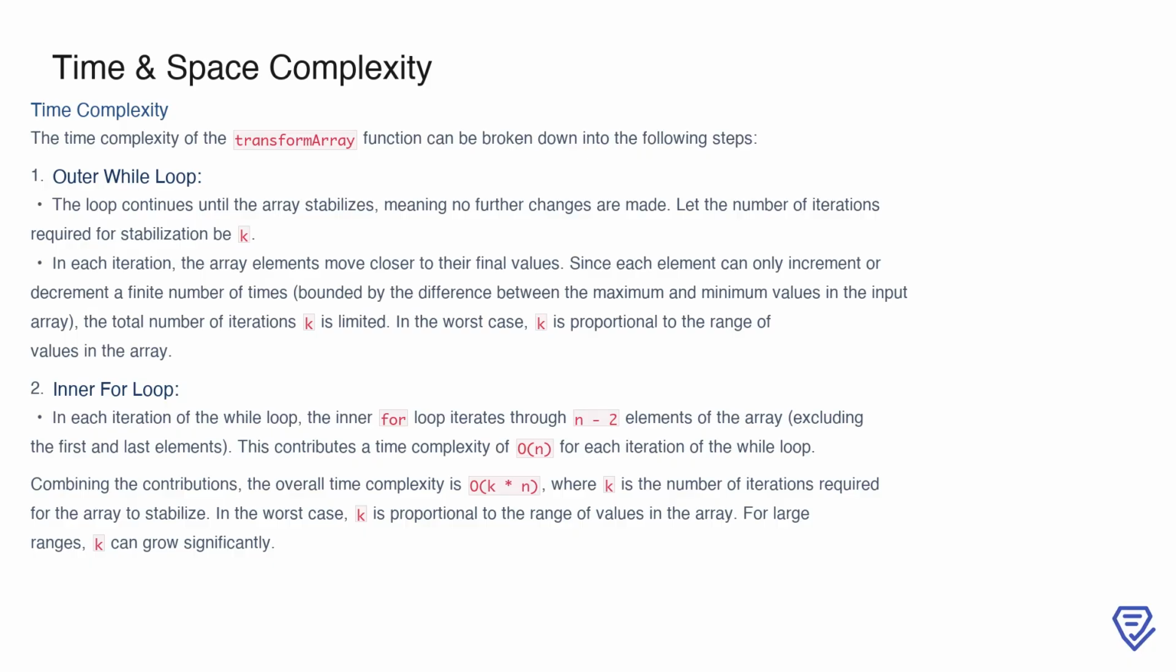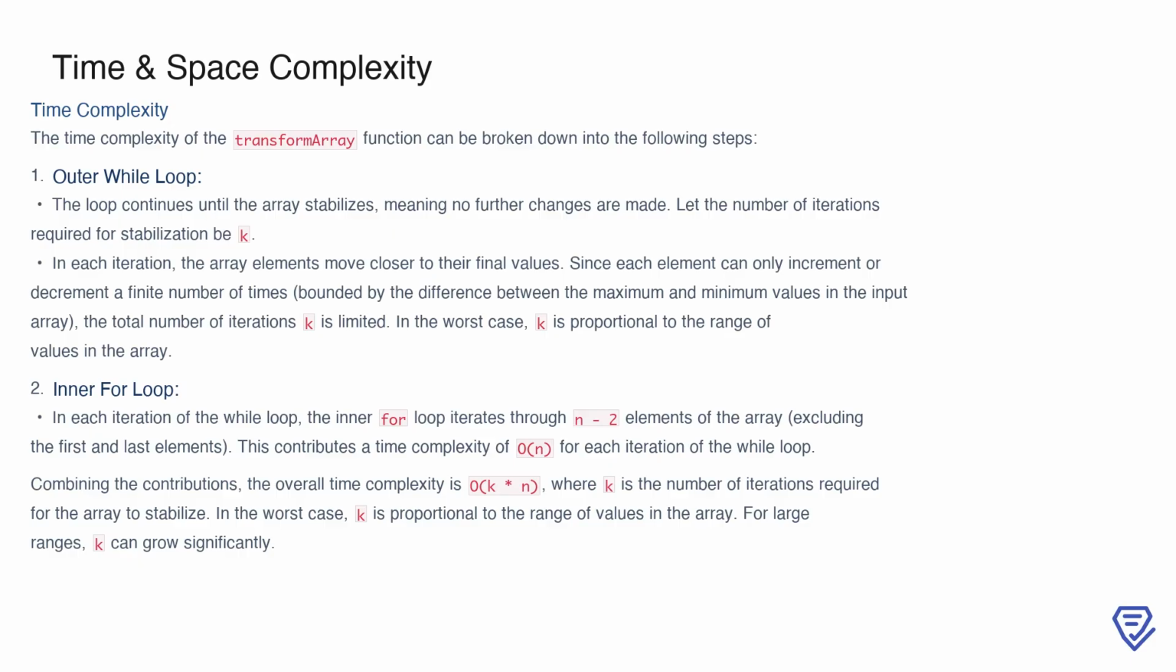The time complexity of the transform array function is determined by analyzing two main components, the outer while loop and the inner for loop. First, the while loop runs until the array stabilizes, meaning no further changes occur. This stabilization process depends on how many iterations it takes for all elements to move closer to their final values. Since each element can change only a limited number of times, bounded by the difference between the maximum and minimum values in the array, the number of iterations, denoted as k, is finite. In the worst case, k is proportional to the range of values in the input array.